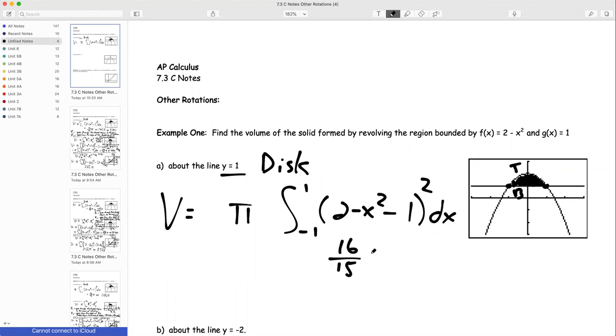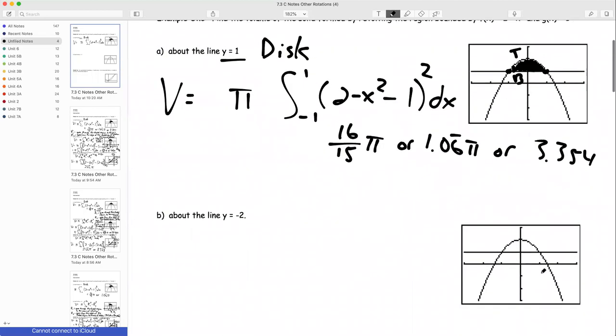0.94. You might get something like 16 over 15 pi or 1.06 repeating pi, or the decimal was, what was it? No, check that. 3.354, rounded to 3 decimal places. Okay, so any of those answers? Yes. That was so easy just now. Let's look at the next one.